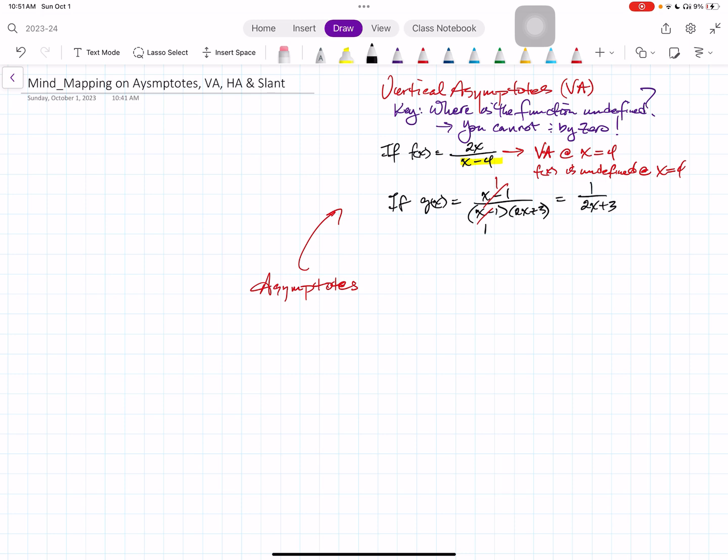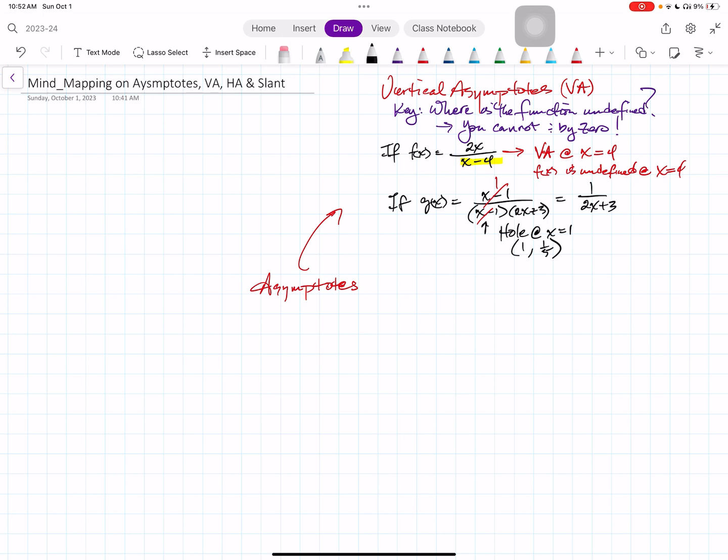Okay, so right here we have a hole. I'll talk about holes more in a minute. This is a removable discontinuity. So we have a hole at x equals 1 and not a vertical asymptote. If you substitute 1 into the simplified function, you get 1 divided by 2 times 1 plus 3, which is 1/5. So we have a hole at 1, 1/5.